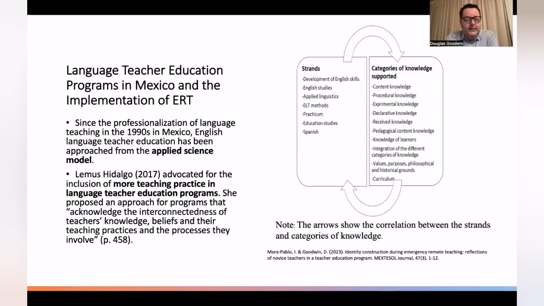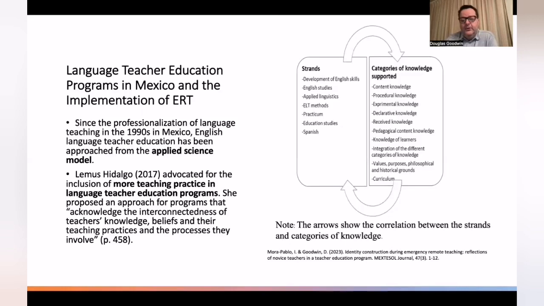However, as Lemus Hidalgo stated in 2017, she advocated for the inclusion of more teaching practice in language teacher education programs, which would suggest that there wasn't a whole lot of teaching practice happening, but more of just students hearing and learning knowledge in a traditional classroom setting without much opportunity to apply it in their own professional contexts. So by incorporating more practicum, we are showing an interconnectedness between these strands. You can see in the graphic there on the right, most of the programs running in Mexico, and I dare say across the world, use these strands or something similar.